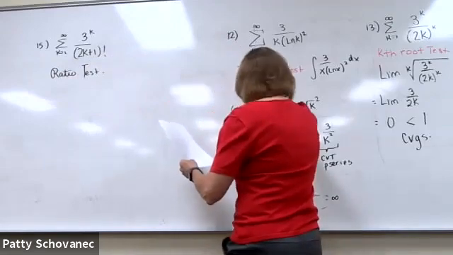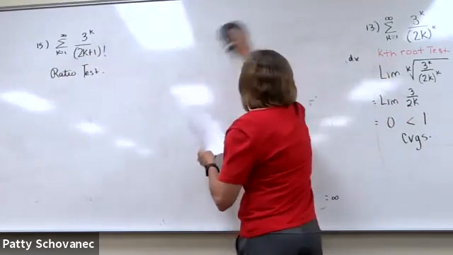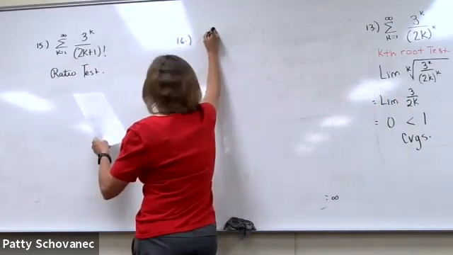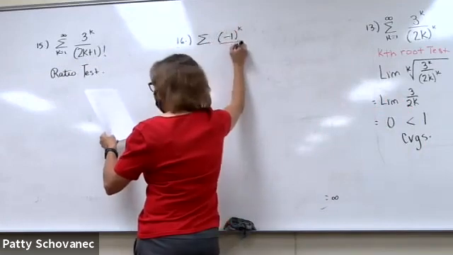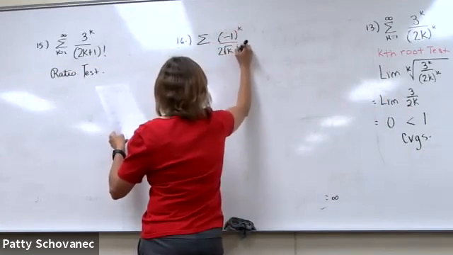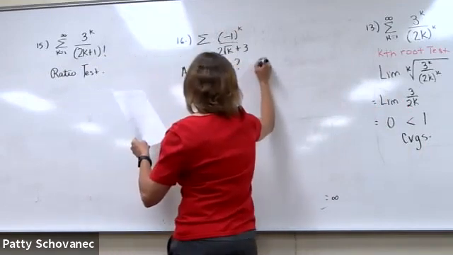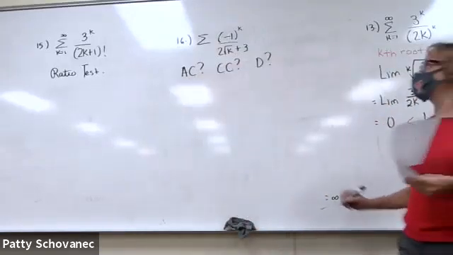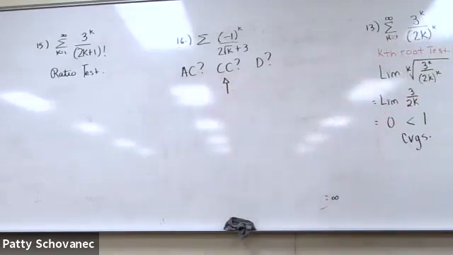Number 16 was the first one that we encountered that had negative terms. So let me change the instructions on 16. I want to know, is it absolutely convergent, conditionally convergent, or divergent? And just for the sake of time, show me that it's not absolutely convergent, but it is conditionally convergent.